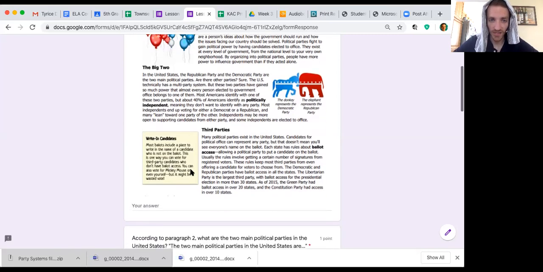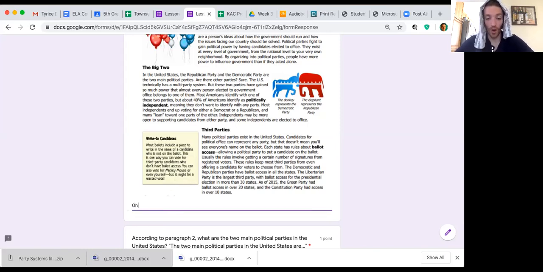This little side note, write-in candidates: most ballots include a place to write in the name of a candidate who is not on the ballot. This is one way you can vote for third-party candidates who don't have ballot access. You can also vote for Mickey Mouse or even yourself, but it might be a wasted vote. I don't think you should vote for Mickey Mouse, so please don't do that.